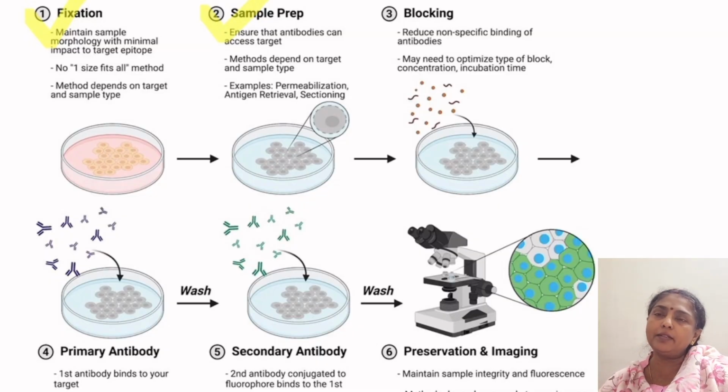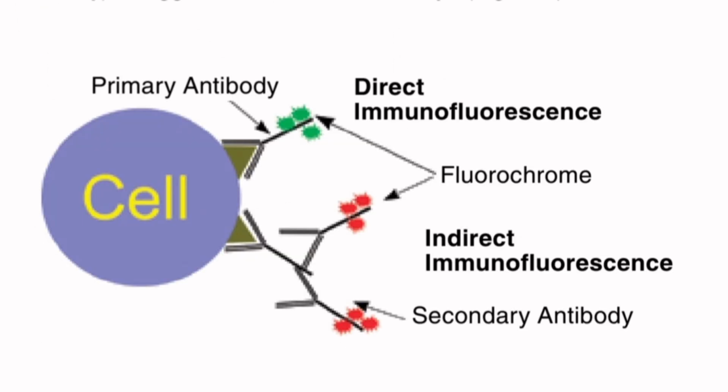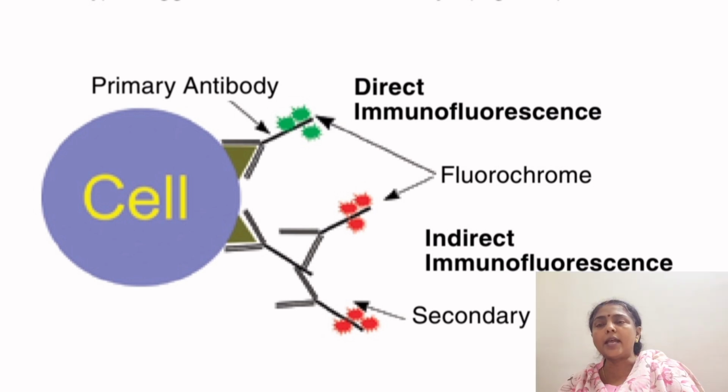Now we have completed the first 2 steps, fixation and permeabilization in the immunofluorescence technique. As you all know, immunofluorescence relies on specific antibodies which bind to specific target epitopes on the antigens. There are 2 types of immunofluorescence, direct immunofluorescence and indirect immunofluorescence. In the direct immunofluorescence, the primary antibody is conjugated to a fluorophore which binds to the target epitope on the antigen. And this can be visualized using the fluorescence microscope.